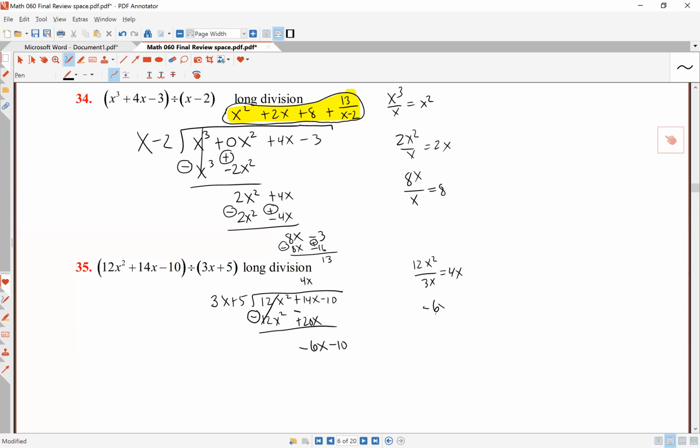We have negative 6x divided by 3x, which is negative 2. That's the last term. Negative 2 times 3x is negative 6x. Negative 2 times 5 is negative 10. We subtract by changing the signs, and this gives us 0. So our answer is just 4x minus 2 with no remainder. That tells us that 4x minus 2 and 3x plus 5 are the factors of 12x squared plus 14x minus 10.